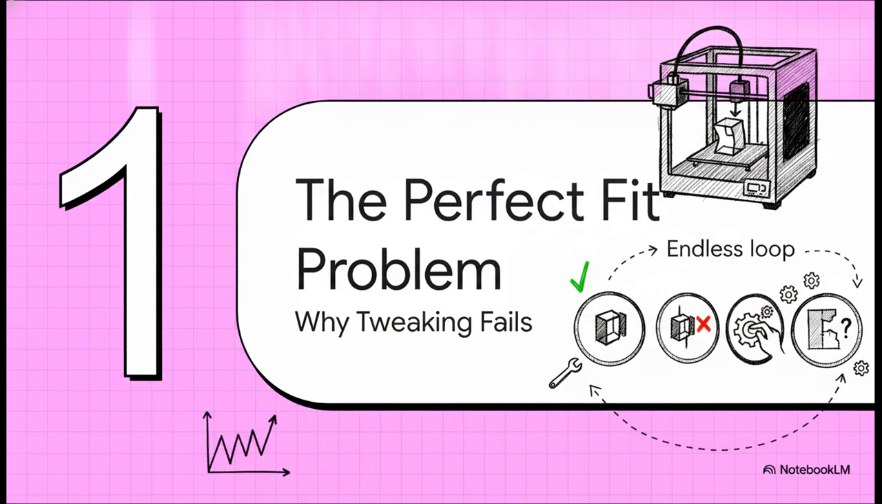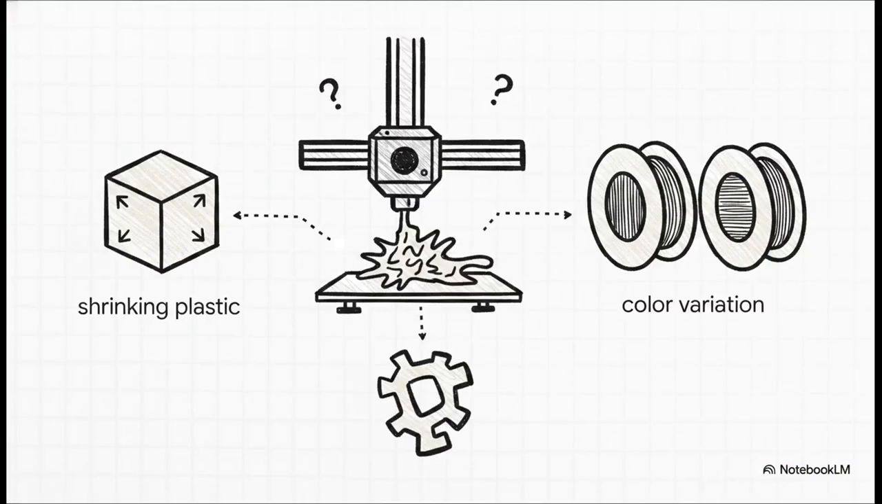Why tweaking fails. So, if you're a 3D printing enthusiast, you already know this endless loop of trial and error. You print, you test, it fails, you tweak the settings, and then you print again. It's exhausting. But here's the thing, just blaming the slicer software, that's a mistake. There are unavoidable variables that are always going to mess up your perfect physical dimensions. Plastics naturally shrink as they cool. That's just basic chemistry. On top of that, different color variations of the exact same filament can actually print slightly differently. Add in the microscopic, day-to-day quirks of an individual machine, and, well, it becomes pretty clear. You simply cannot just slice your way out of these physical realities.